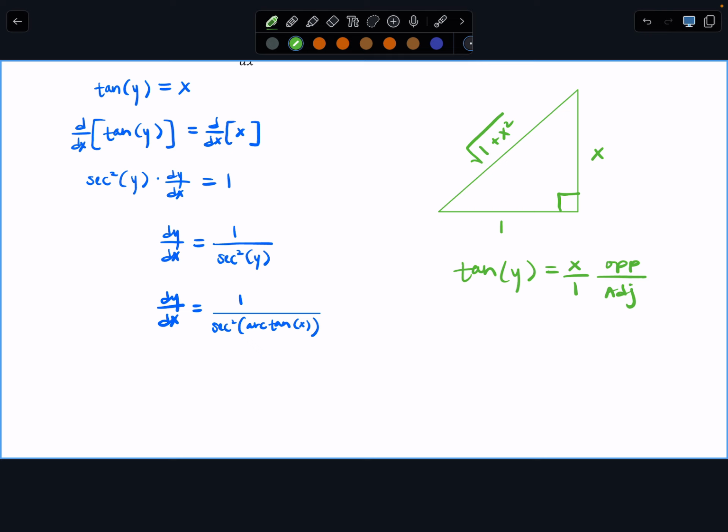And since we are trying to replace secant squared of y, right? Secant squared of y is what we're trying to replace. That's the same as secant of y, squared. Okay, so secant is the reciprocal of cosine. Since cosine is adjacent over hypotenuse, secant will be hypotenuse over adjacent. So the square root of 1 plus x squared over 1. And since that's being squared, that's just 1 plus x squared.